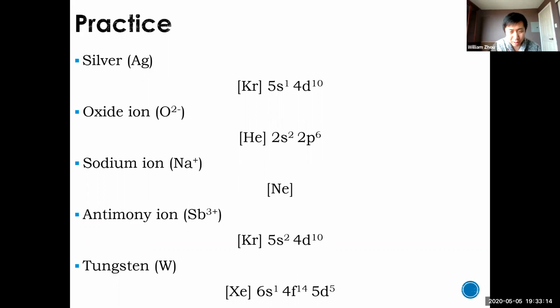Those 8 electrons did participate in bonding. That's why they got to 8. So they are bonding electrons. You can't put them in a noble gas, so you have to write them out. If you write bracket neon, that is incorrect.